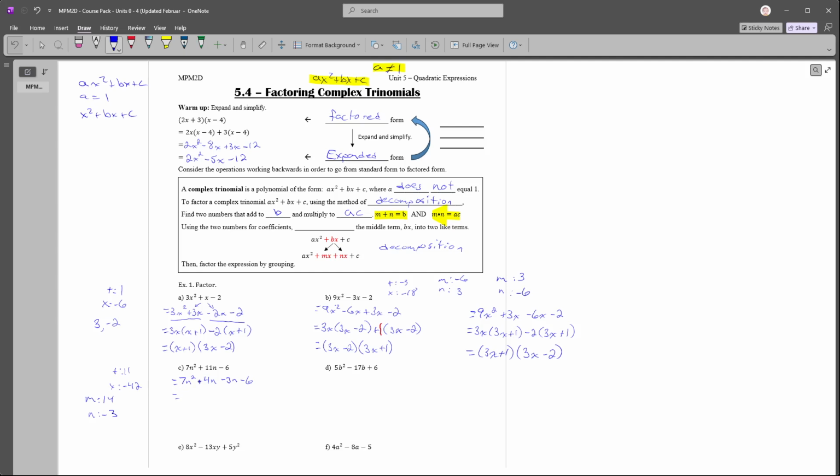In this case, the only common factor we have here is an n. So we end up with 7n plus 4. And over here, the only thing we can factor out is a... Oh, not plus 4. Did I make a mistake here? No, 14, negative 3, minus 3n, minus 6. Oh, that should be a 14, not a 4. There we go. So let's try this again.